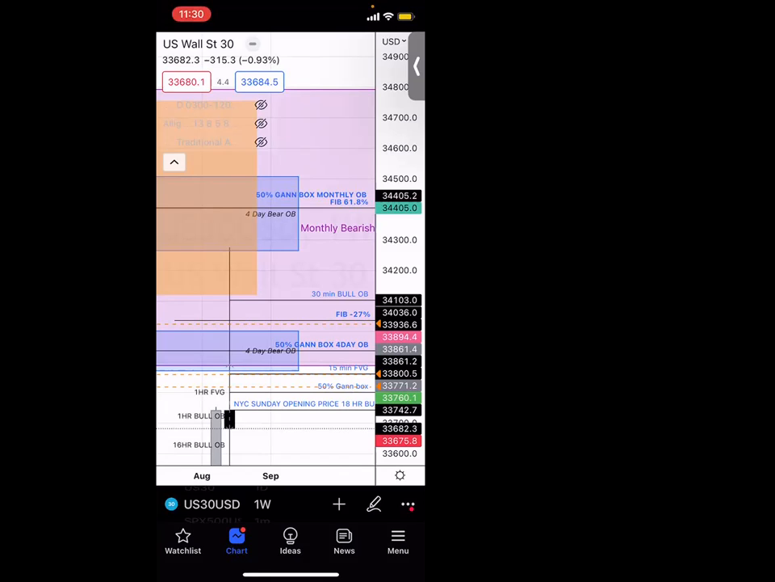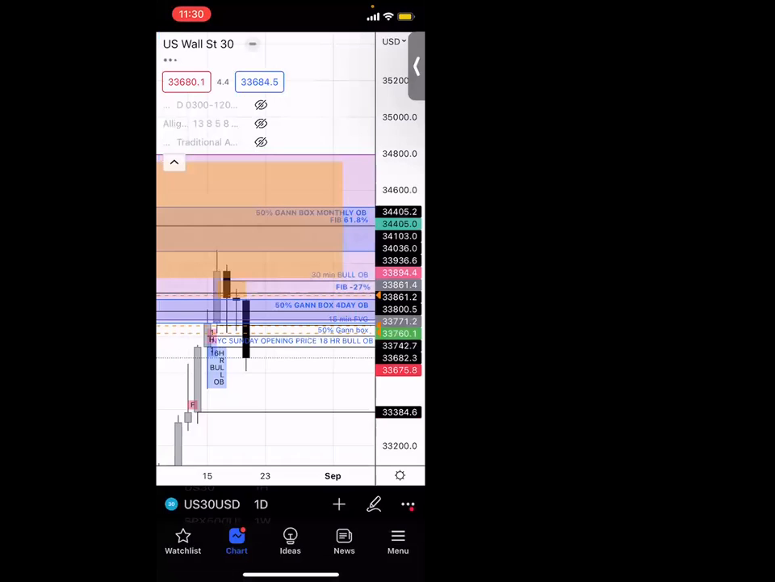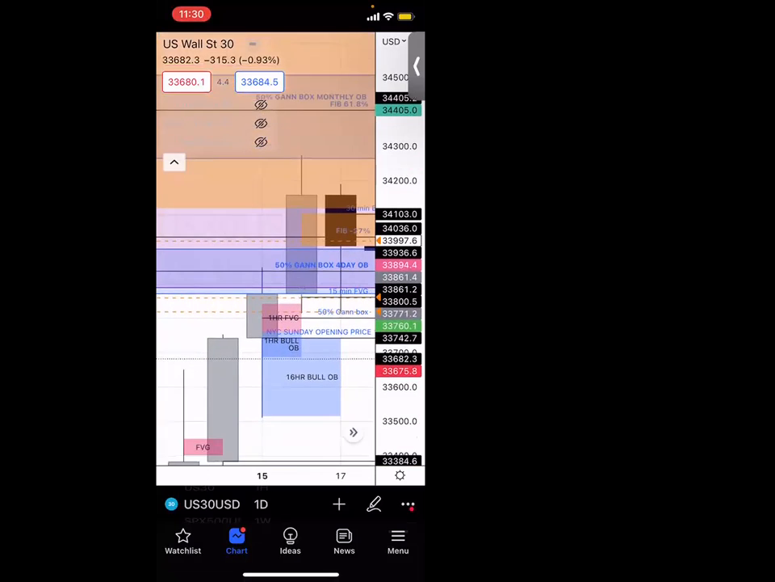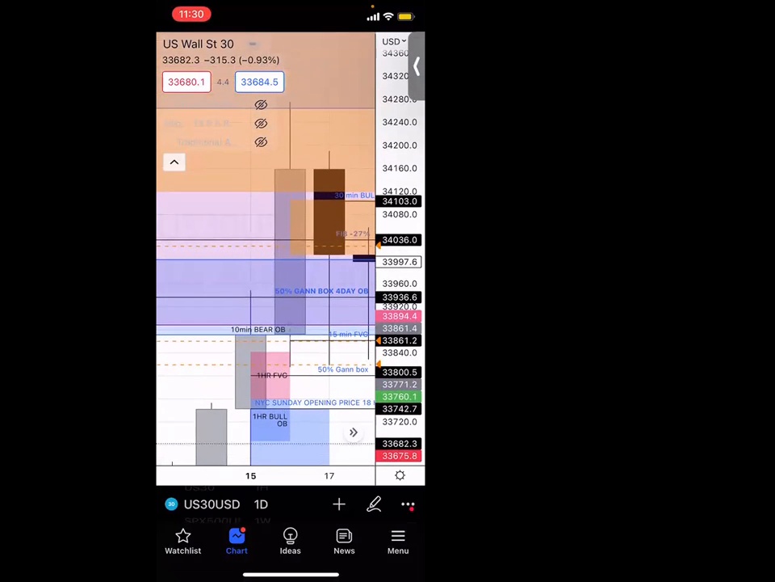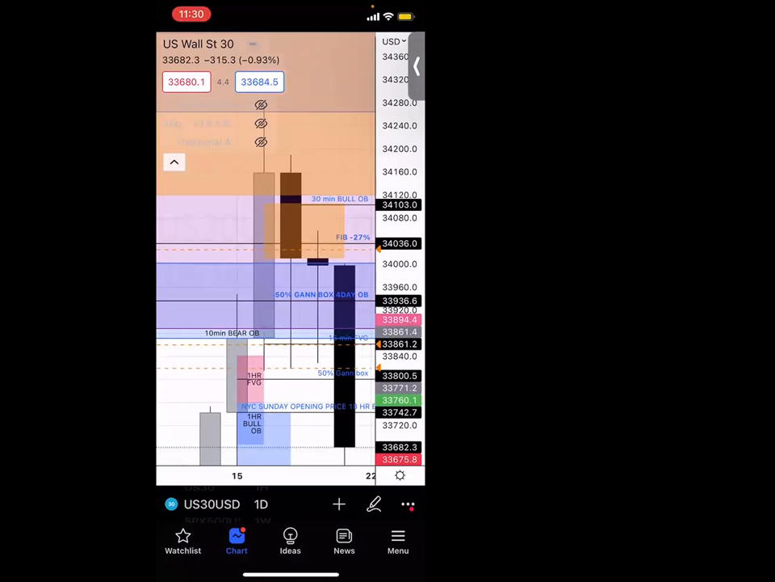So firstly, I know the overall market structure, which means I know the direction of the market. The direction of the market is trending for this pair. So if we go back to the daily, at the start of the week, on this candle here, we can see that it's at the bottom of this purple box, which is the monthly bearish order block. So we have an idea that price is going to push up into this monthly bearish order block.